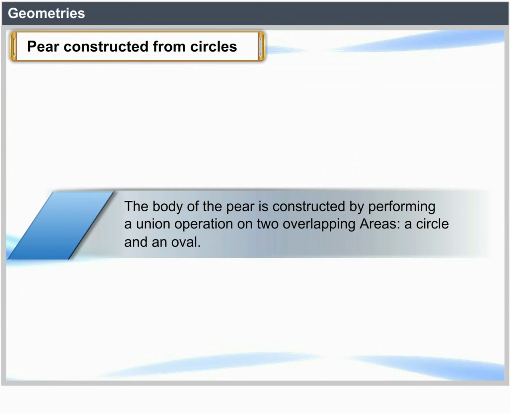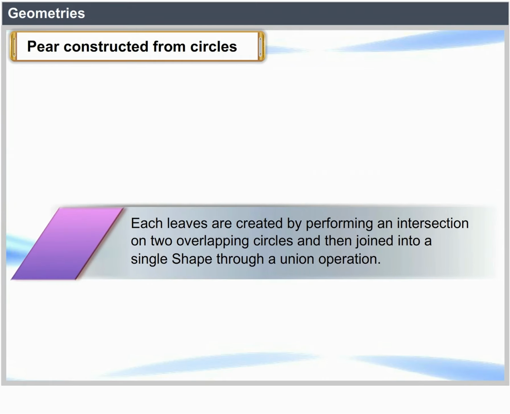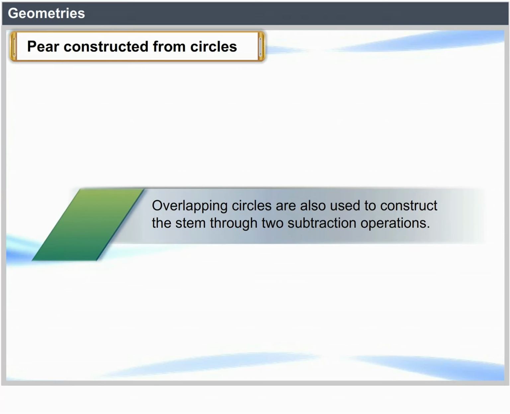A pear constructed from circles. The body of the pear is constructed by performing a union operation on two overlapping areas, a circle and an oval. Each of the leaves is created by performing an intersection on two overlapping circles and then joined into a single shape through a union operation. Overlapping circles are also used to construct the stem through two subtraction operations.